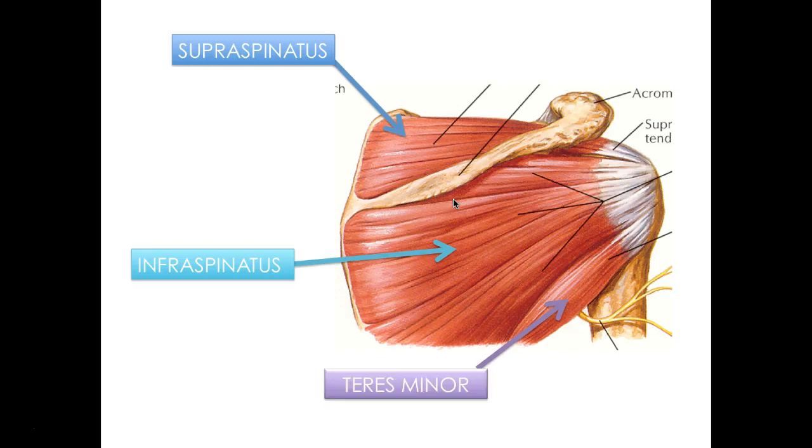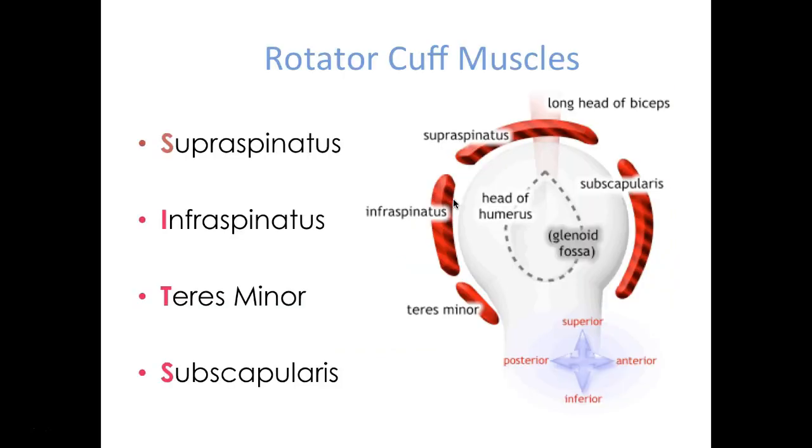If you said teres minor, you are correct. And this is just a little bit different view of our rotator cuff muscles. It is a lateral view, so you can really see how each of these rotator cuff muscles are rotated around the head of the humerus, or your shoulder joint.